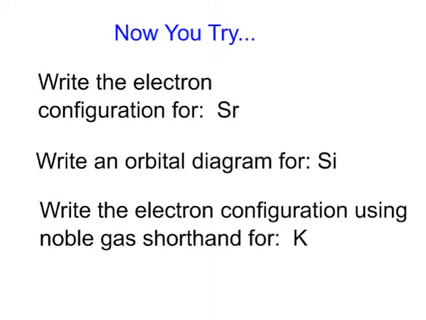So now you get to try. You can go ahead and pause the screen and write the electron configuration for strontium. Try that one. Write an orbital diagram for silicon, and write the electron configuration using noble gas shorthand for potassium, and see how you do.